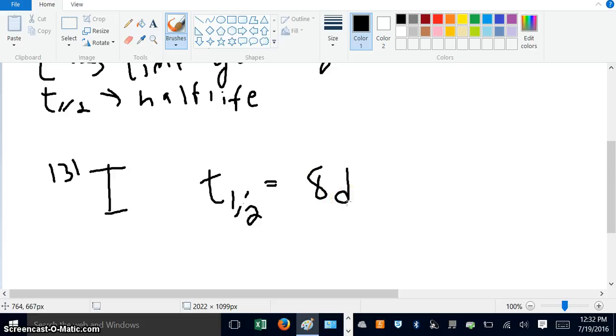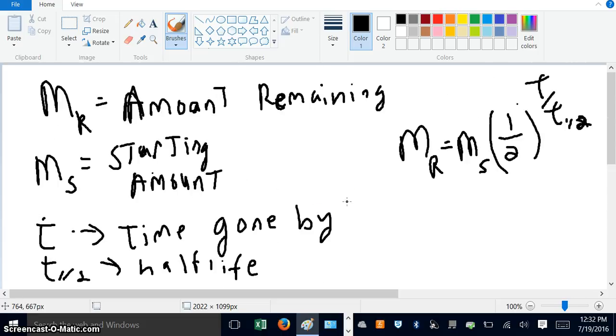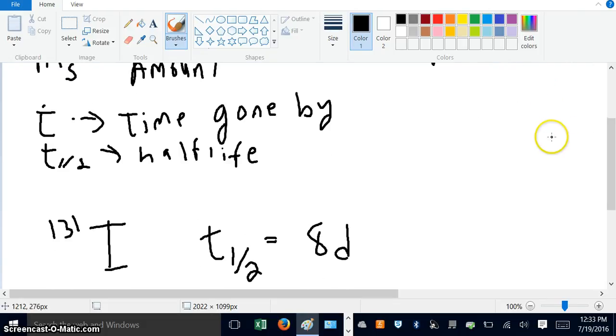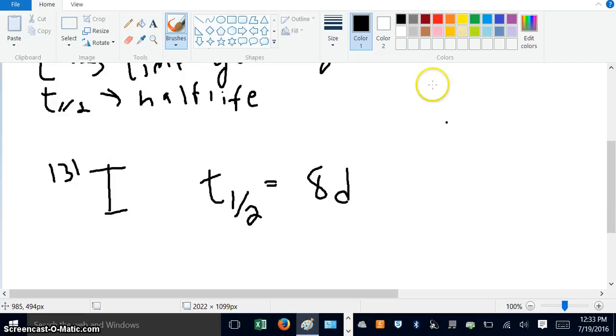And just to let you know, when you do this equation, the amount remaining and the amount that you start with have to be in the same units. And the same thing for the time. The time can be in days, it could be in seconds, it could be in years, but the time and the half-life have to be in the same units. That's important.